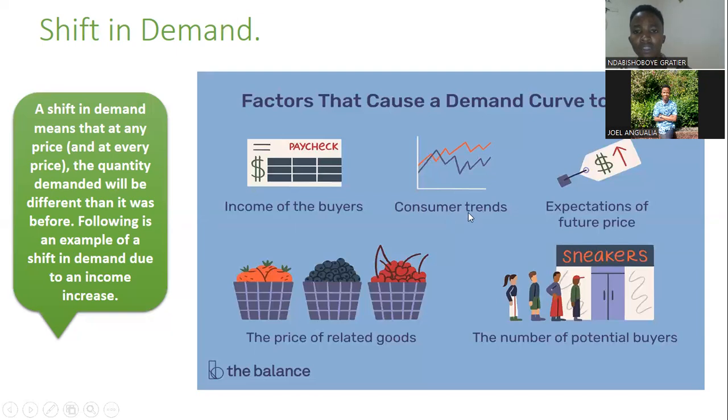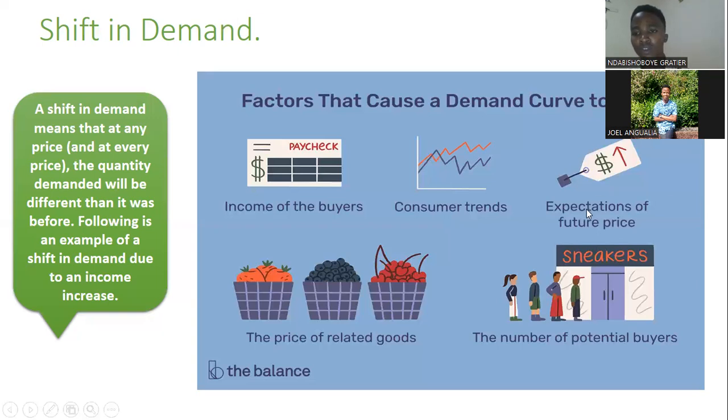Consumer trends. There are periods where people demand goods and other times they don't. For example, the demand trend for Christmas cards is going to increase in December, when it is time for Christmas festivals. But right now, the trend is still low. So that also explains the cause of the demand curve to shift.